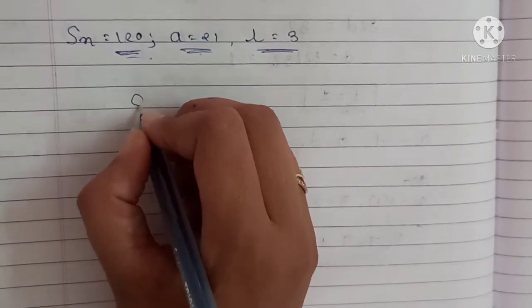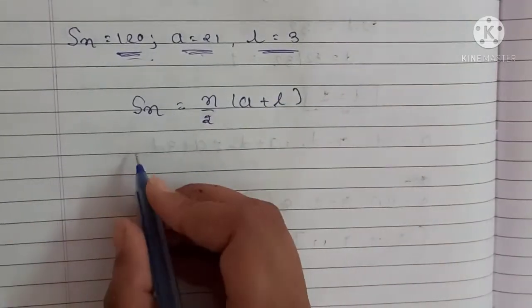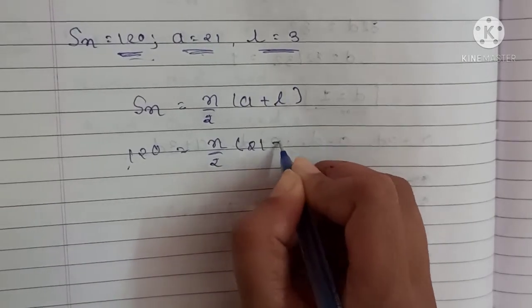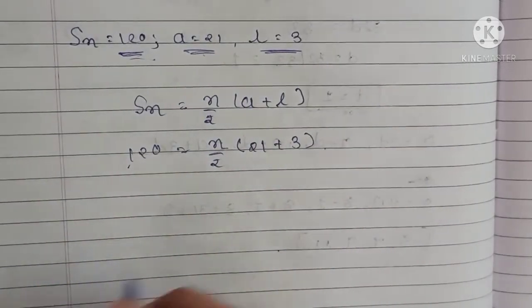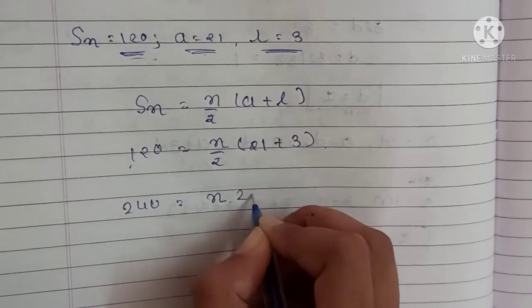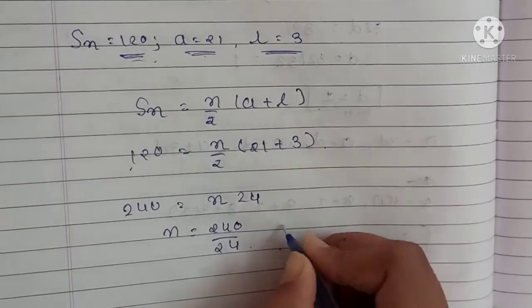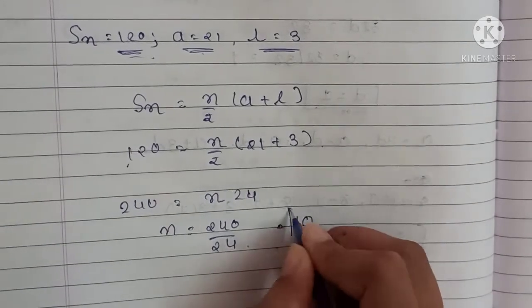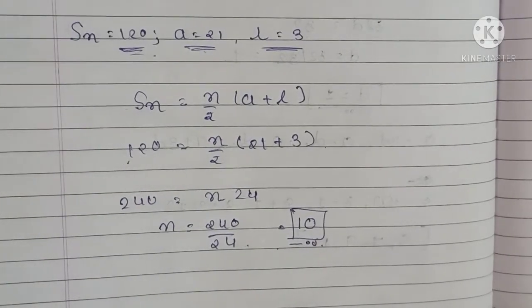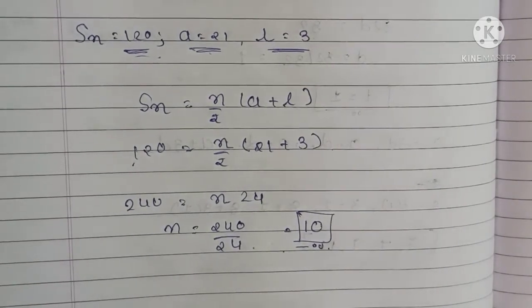So directly we use Sn is equal to N by 2 times A plus L. 120 is equal to N by 2 times 21 plus 3. So 240 is equal to N multiplied by 24. So N is equal to 240 divided by 24, that is 10. We get N is equal to 10. So the number of laborers in each group, that is N is equal to 10.